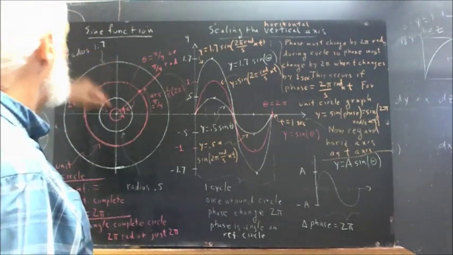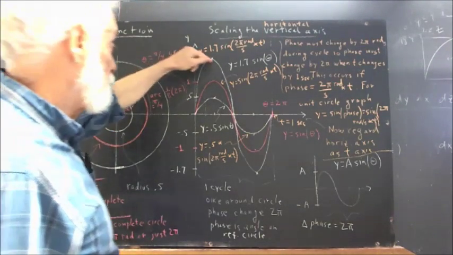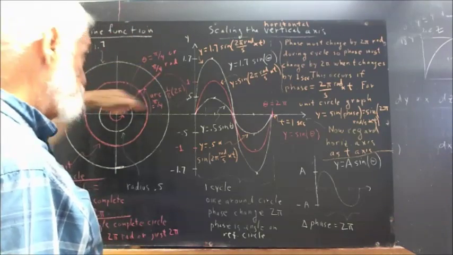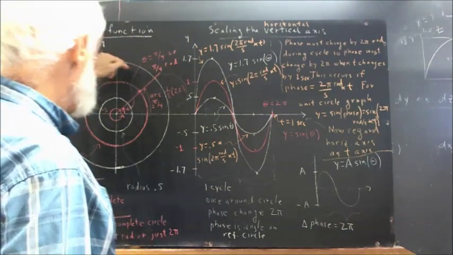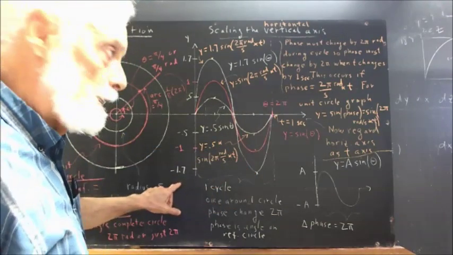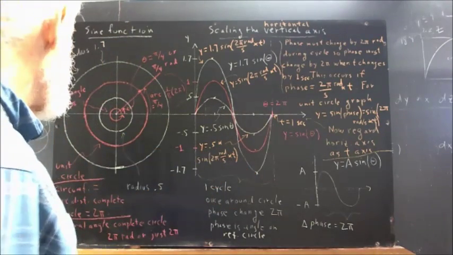The high point is equal to the radius of this circle. The y-coordinate of the high point is equal to the radius of the circle, 1.7. And, of course, the low point is at negative 1.7.